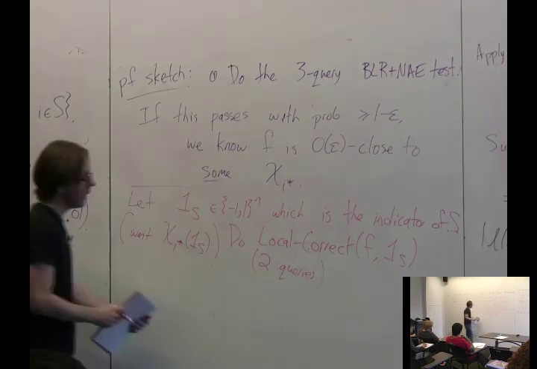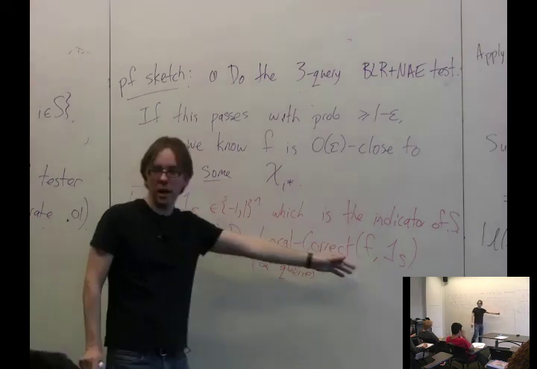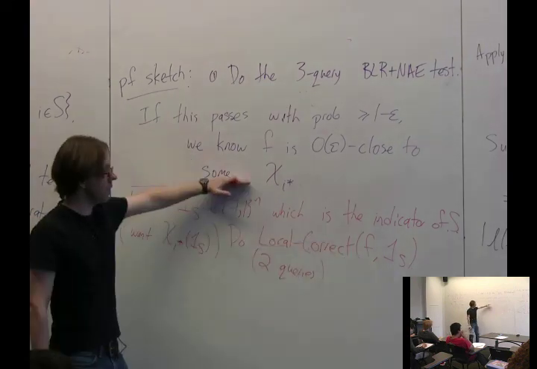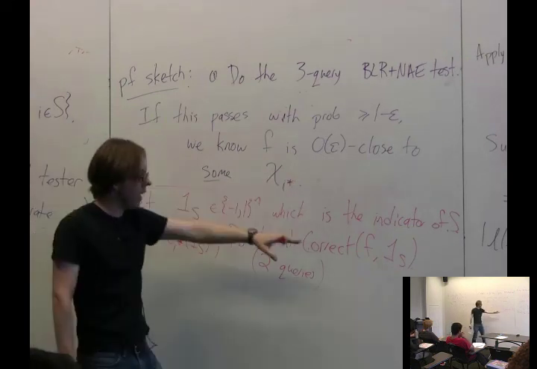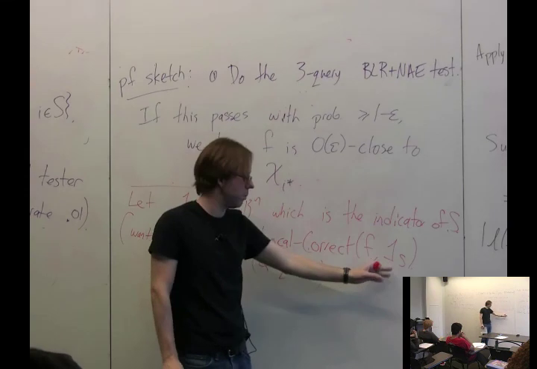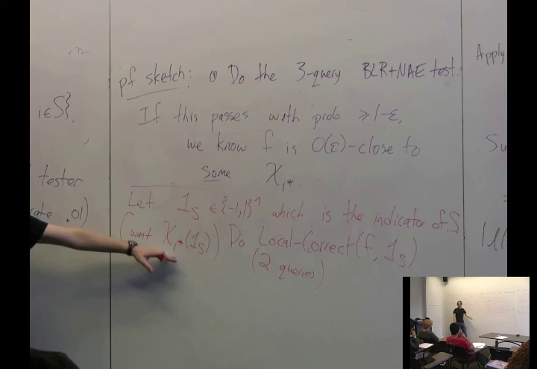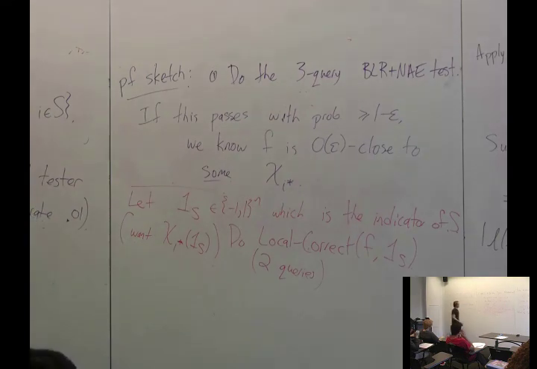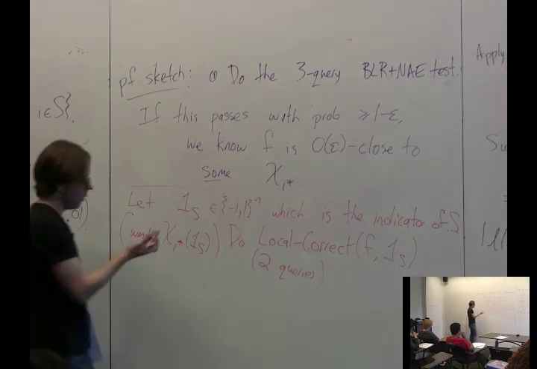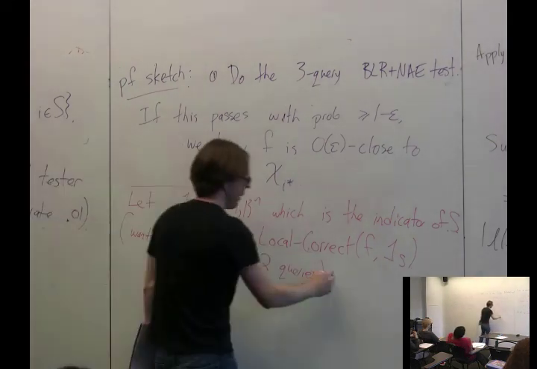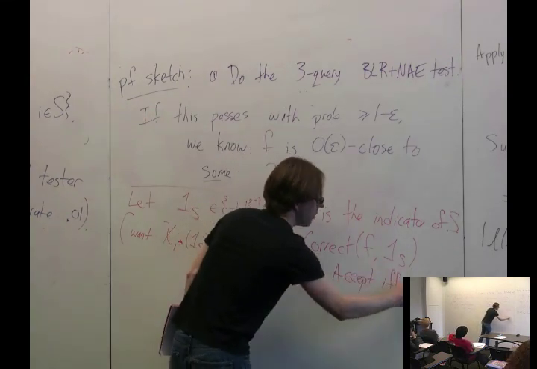And the theorem is that if the function f is epsilon close, or O of epsilon close, to some parity, which at this point we know it is, it's not just close to a parity, it's close to a parity of cardinality 1. That's good. Then for every string, your favorite string, this will give the correct answer with probability 1 minus 2 epsilon, maybe 1 minus O of epsilon in this case. So the algorithm will be to do local correction, and then accept if and only if the answer is 1.